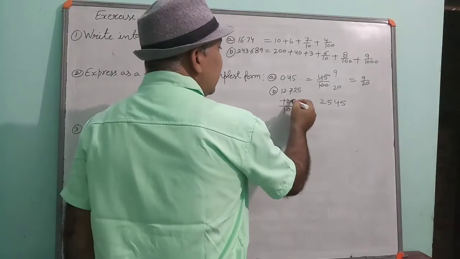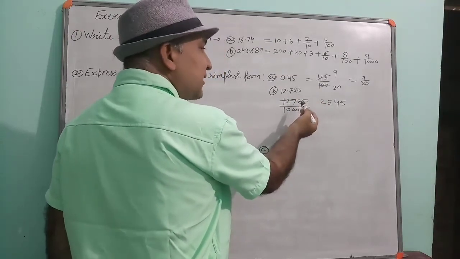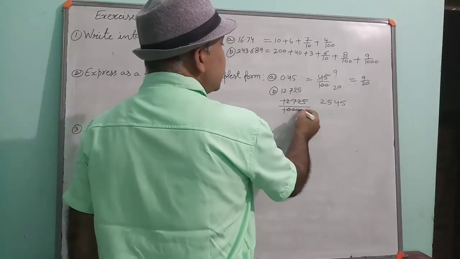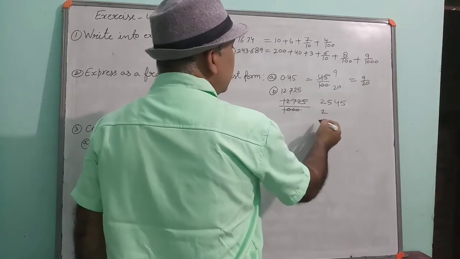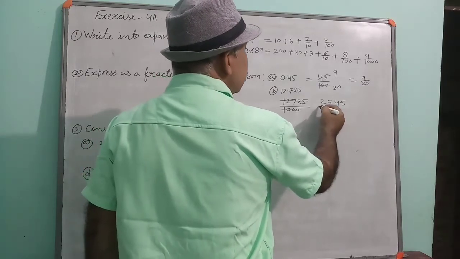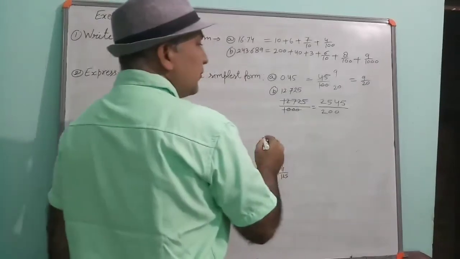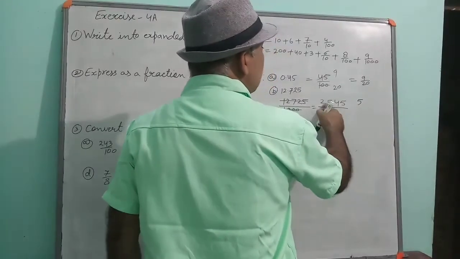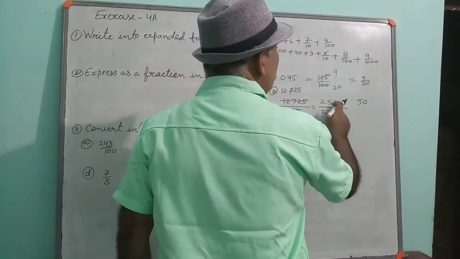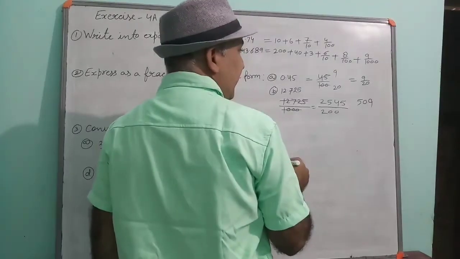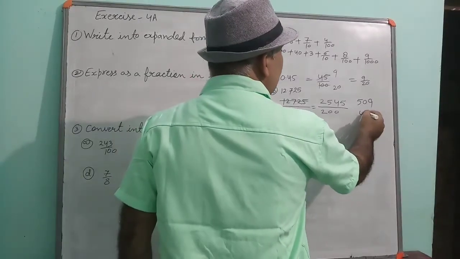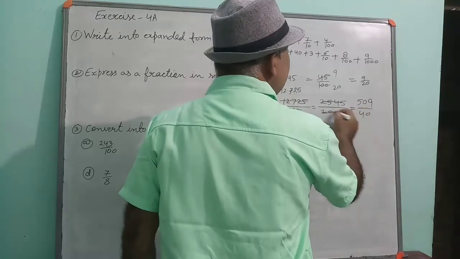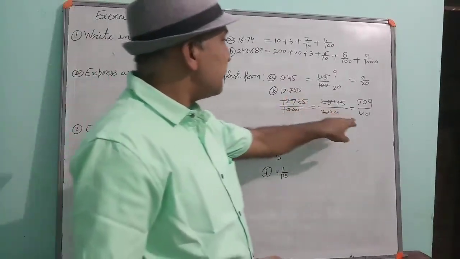That means when 12,725 is divided by 5, 2,545 will come. When 1,000 is divided by 5, then 5 into 2 is 10, 500, 500. Understood? Again see, this number can be divided by 5. So 5 into 5 is 25, then 0, and then 5 into 9 is 45. Okay? And this one, 5 into 4 is 20, 500. 509 upon 40. This is the simplest form.